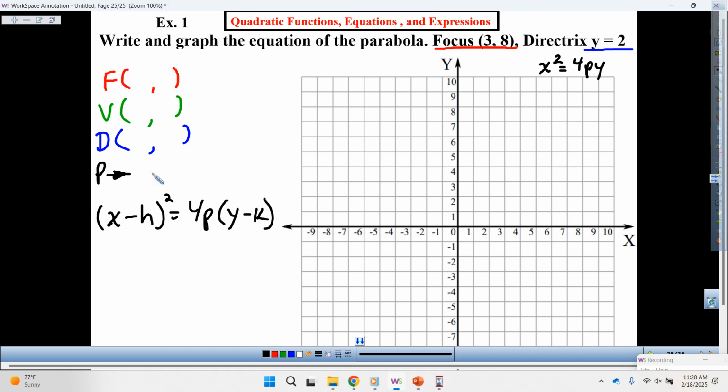So with that said, now that we have all the information that we need, let's start graphing what we have so far. What do we have so far? Y equals 2. Y equals 2 is right here. Straight line through that point. Next, the focus is at 3, 8.